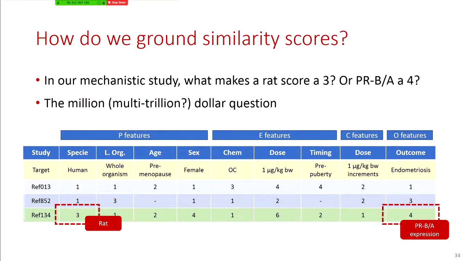And if you did this n-dimensionally and did it properly, you'd start coming up with some quite interesting ways of describing similarity between study and target PICO, again, without having to go into this route of dividing evidence into streams and then recombining it later. The question is, of course, how do we ground these scores, right? What makes it correct that a rat is worth 3 in this scenario and that PRB expression is worth 4, right? It's a very good question.